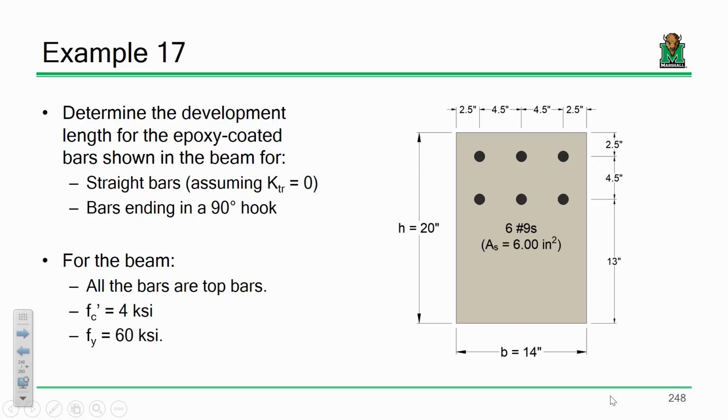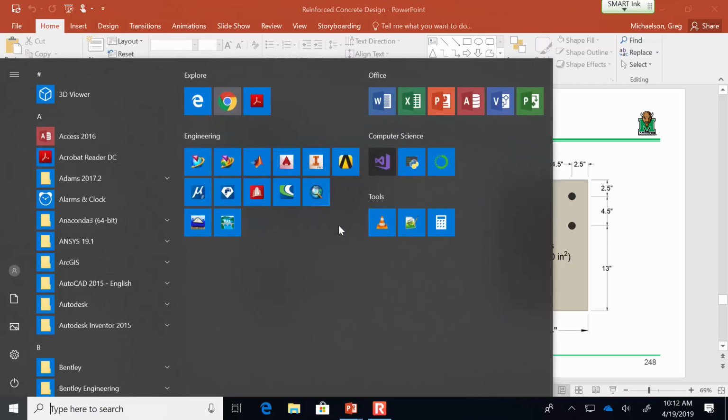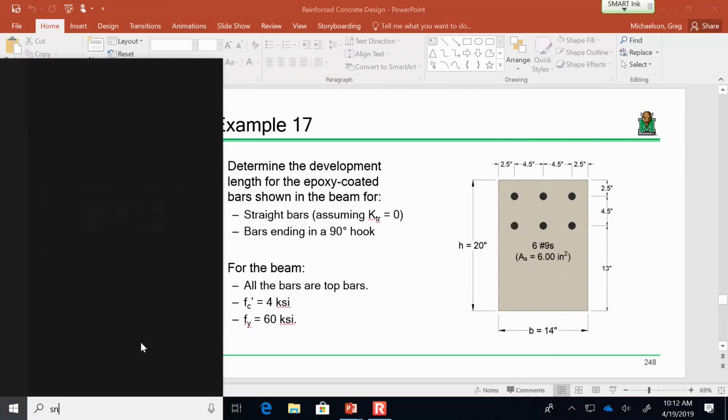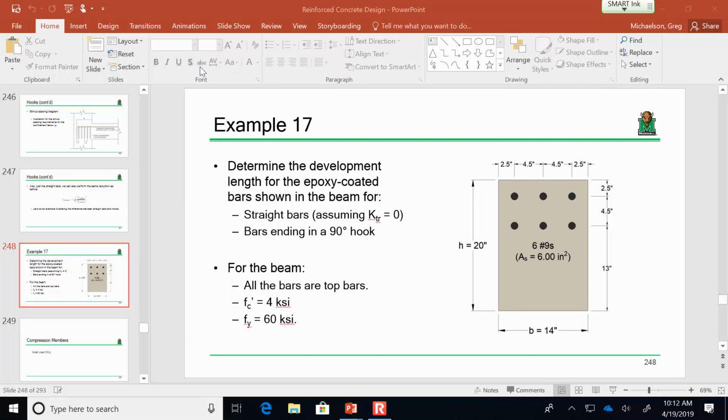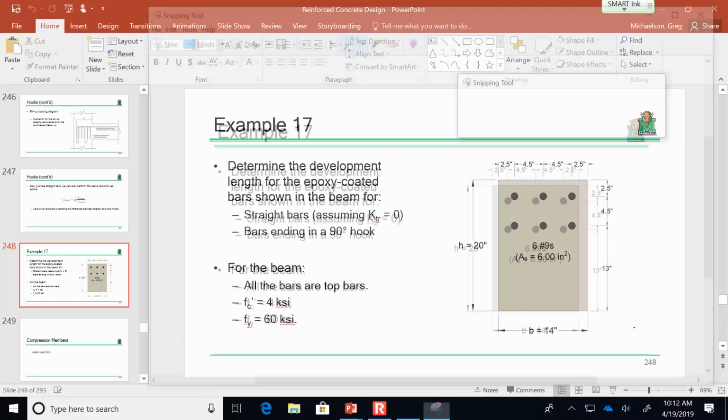And say for all of these bars, we're going to assume they're all top bars, which is pretty clear looking at the dimensions, because this dimension is larger than 12 inches. But we'll go through each of these one at a time. We're using 4 ksi normal weight concrete, and we're using rebar that's grade 60. So in the interest of making this simple, what I'm going to do is, where's my snipping tool? Let's snip this.